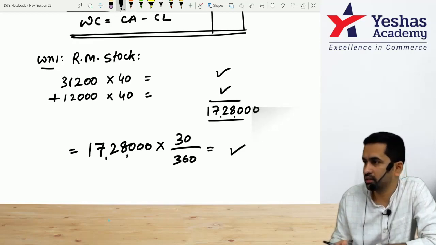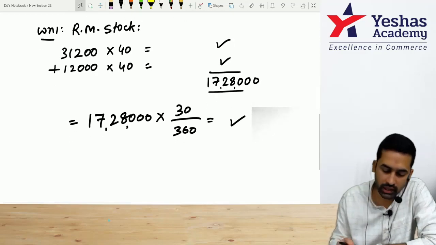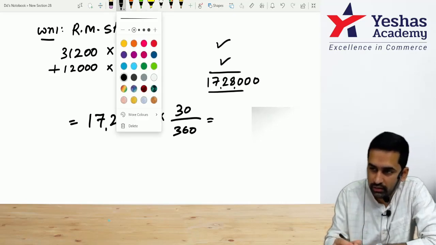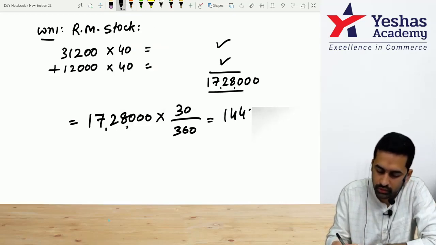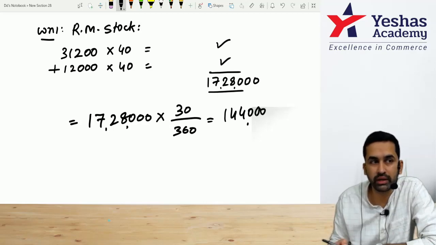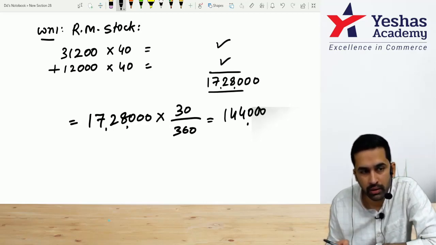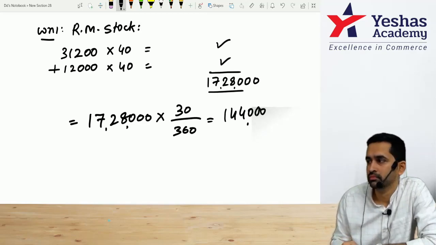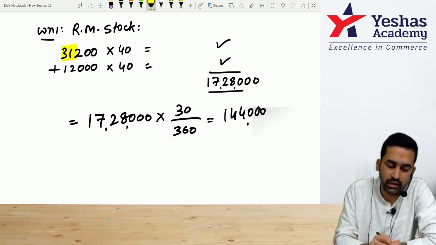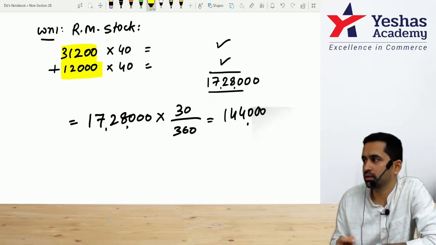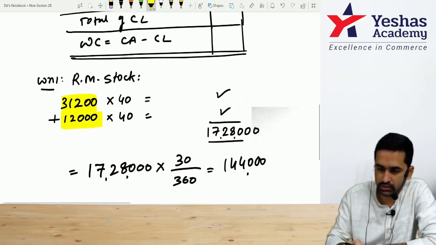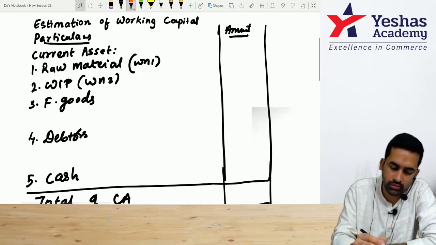This 17,28,000 is annual consumption, that into 30 days by 360. You have the final number, 1,44,000. The doubt was, sir, can we just add both and do into 40? We can, but I said let's not do. Copy this in the main answer, 144.